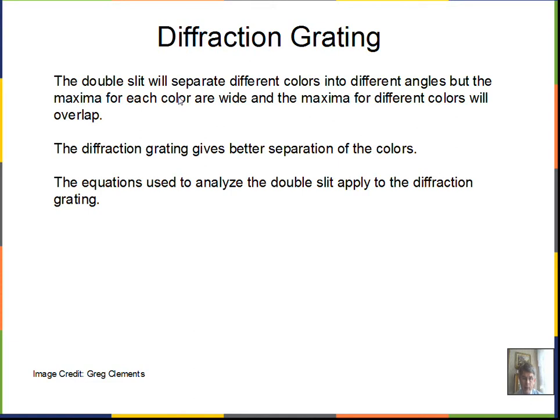We will, however, benefit because the equation we use for the double slit, d sine theta equals m lambda, to locate the maxima, is identical for the diffraction grating. So let's go ahead and take a look at some cases here for the diffraction grating.